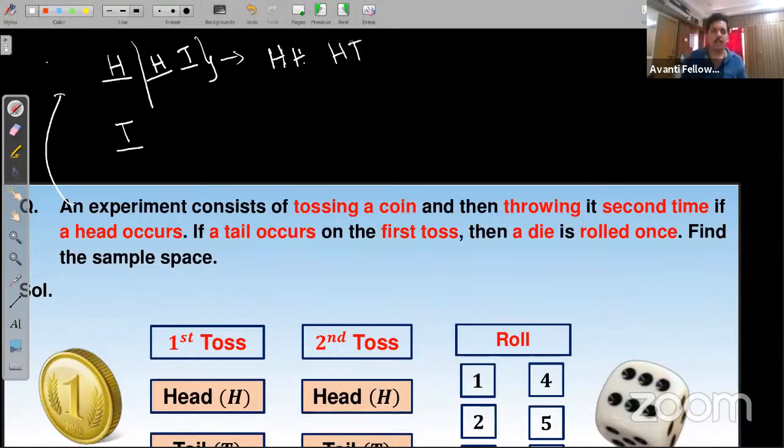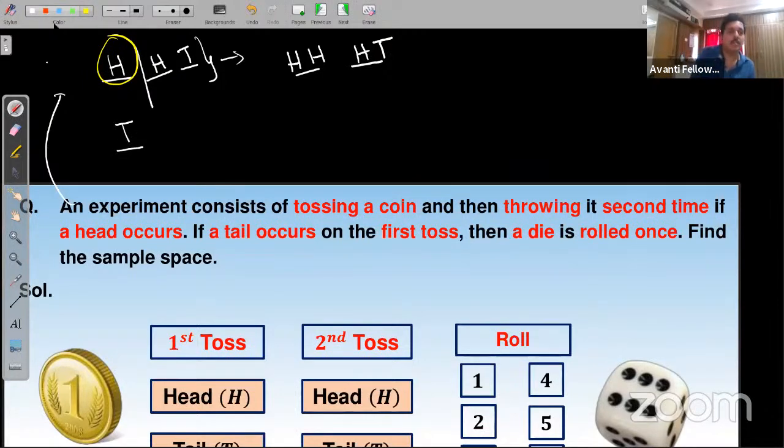Guys, understanding or not? Again, I'm repeating. A coin has been tossed, and if head occurs, again you have to throw the same coin. So what are the possible outcomes? If I throw a coin and I'm having a head, then again you have to throw a coin only. So the second time the outcome could be head, or the second time the outcome could be tail. So these are the two possible outcomes for the first case, where head is coming.